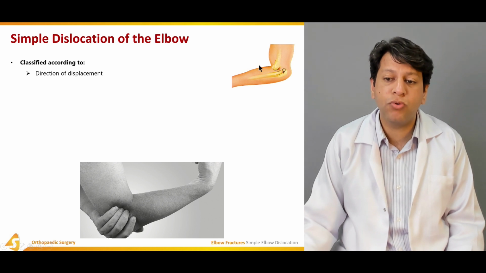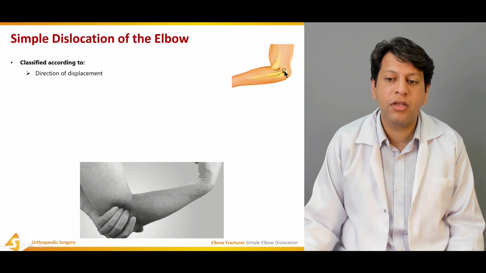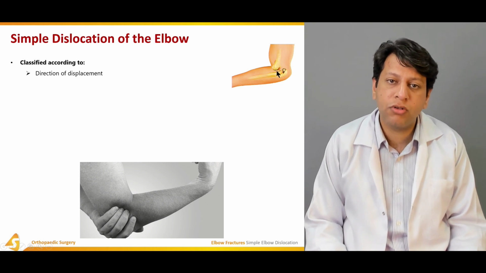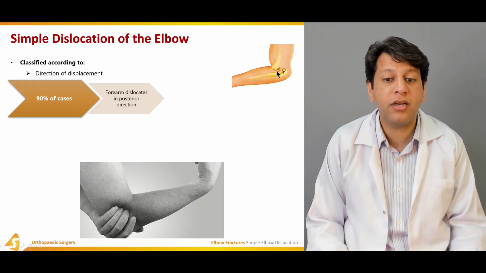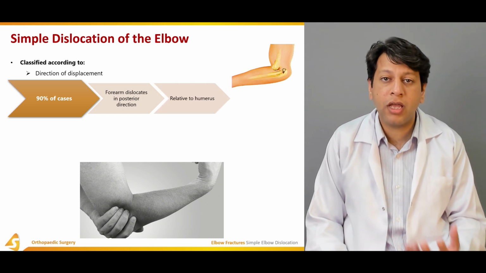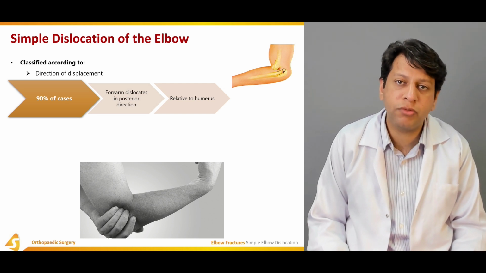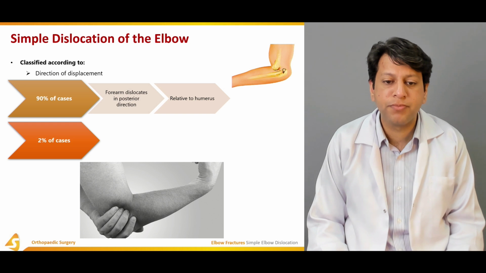As you know, most of the time a fall results in the posterior displacement of the elbow. The most common is posterior lateral, in 90% of the cases. Although it can be posterior medial as well, most of the time, in 90% of cases, it's a posterior lateral elbow dislocation.